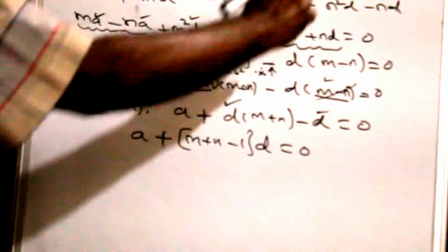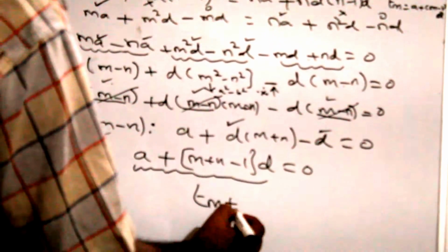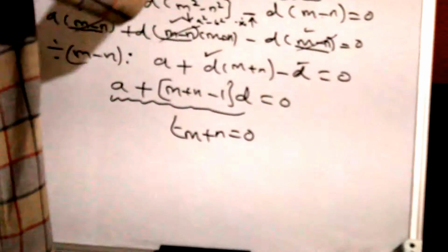This is nothing but the (m plus n)th term. The (m plus n)th term is nothing but a plus m plus n minus 1 into d equal to 0. So the whole thing is nothing but the term of m plus n, which is equal to 0, which you have to prove.